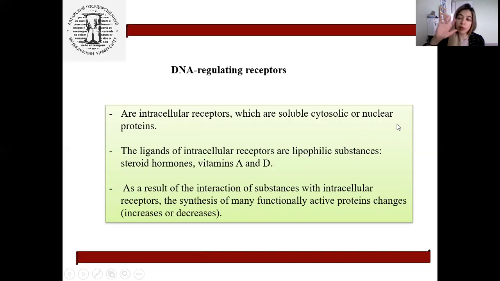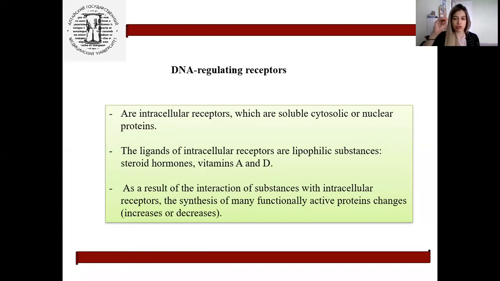And one more, the special group. The special group is DNA regulating receptors. Why are they special? If you remember, I told you that those three were located in the membrane, but DNA is not in the membrane. It is inside the cell. That's why here it's written that they are intracellular receptors, which are soluble cytosolic or nuclear proteins.